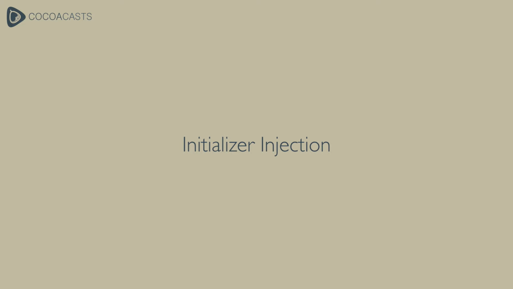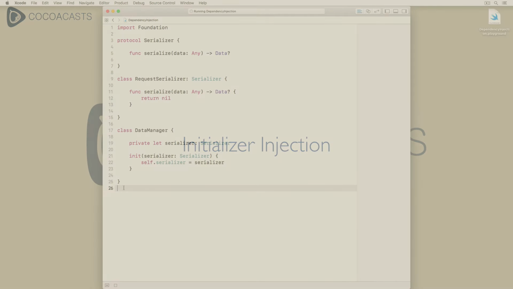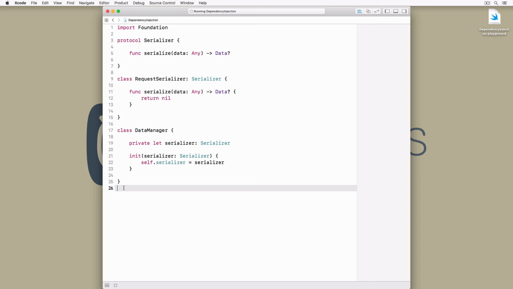I personally prefer to pass dependencies during the initialization phase of an object because this has several key benefits. The most important benefit is that dependencies passed in during initialization can be made immutable. This is very easy to do in Swift by declaring the properties for the dependencies as constants. Take a look at this example.